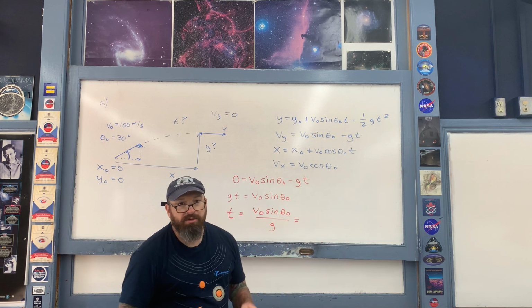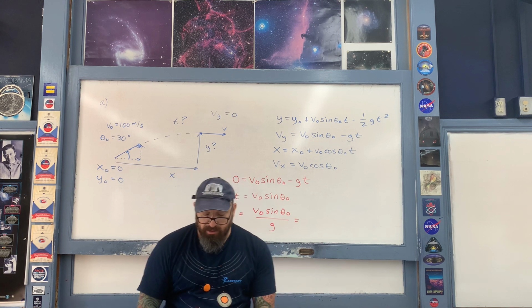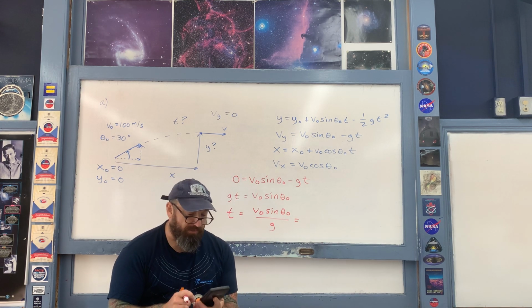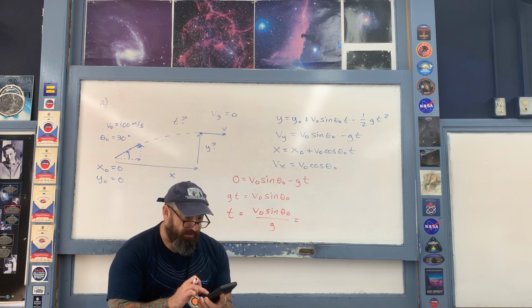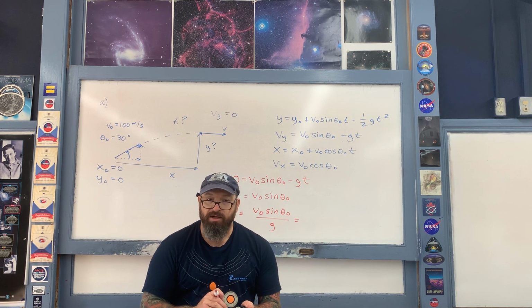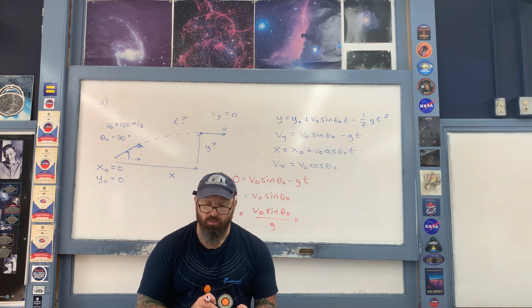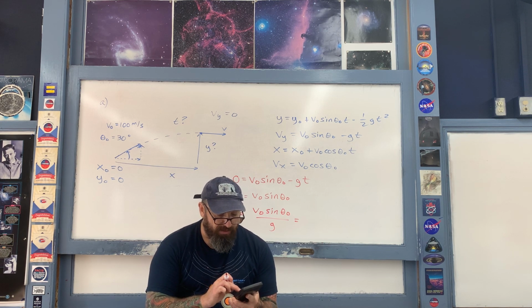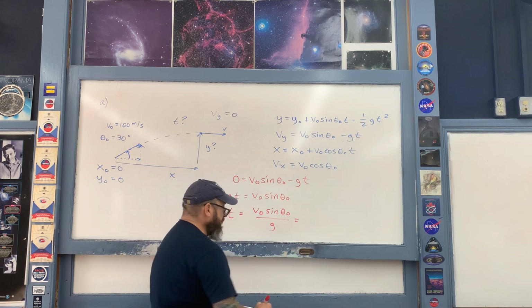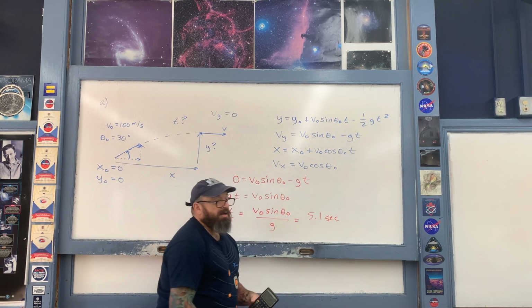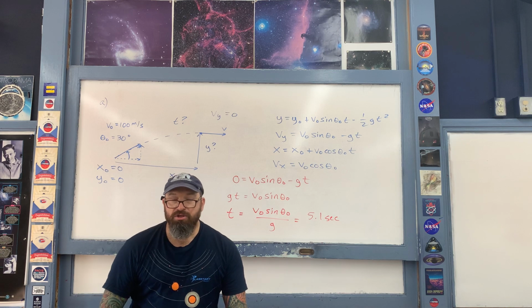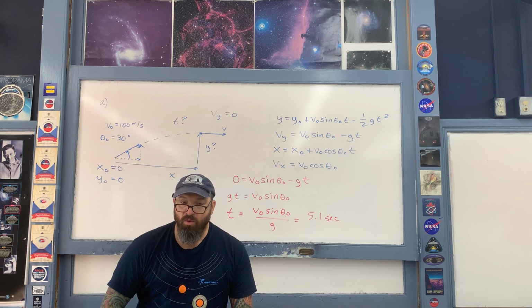Okay, now in degree mode on your calculator, let's calculate the following. First of all, the numerator of the expression: the initial speed 100 multiplied by the sine of 30 degrees. Recall, by the way, from basic trigonometry that the sine of 30 degrees is equal to 1/2. And then we'll divide by 9.8 meters per second squared, and this gives us a time now of 5.1 seconds.